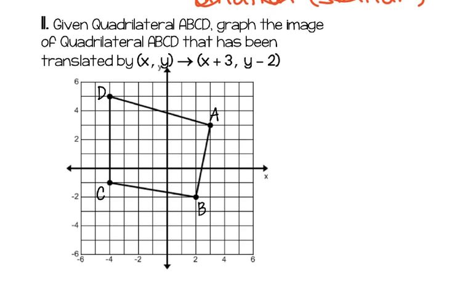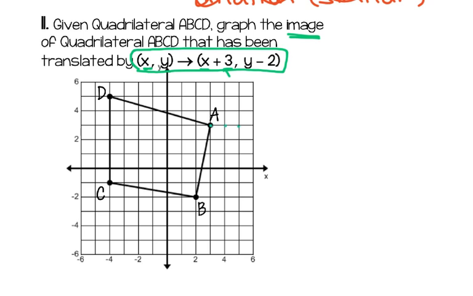So number 11 in your notes, it says, given quadrilateral ABCD, we're going to graph the image. This right here is the pre-image. We're going to graph the image of quadrilateral ABCD that has been translated according to this rule. That rule tells me that I'm going to take my x's and move them to the right 3. So take all of your points and move them 3.